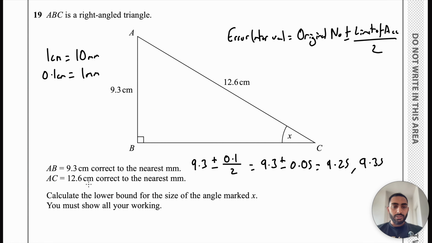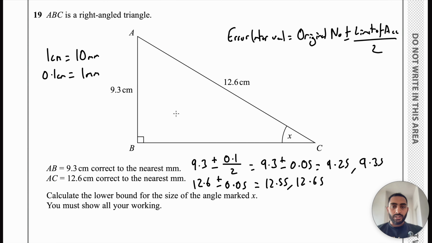AC is 12.6 centimeters, correct to the nearest millimeter. So I'm going to do the same thing with this one. 12.6 plus and minus 0.05 is equal to, that'd be 12.55 lower bound, 12.65 for the upper bound. Calculate the lower bound for the size of the angle marked X. I'm trying to find the smallest possible angle this could be. Show all your working. We know we're going to be using trig here.